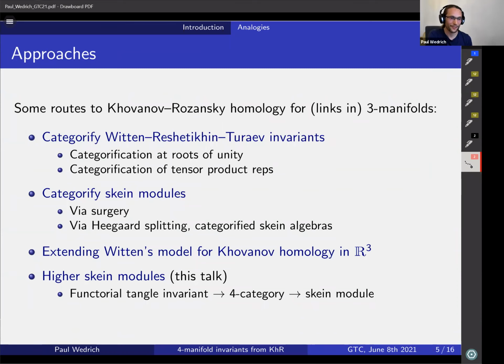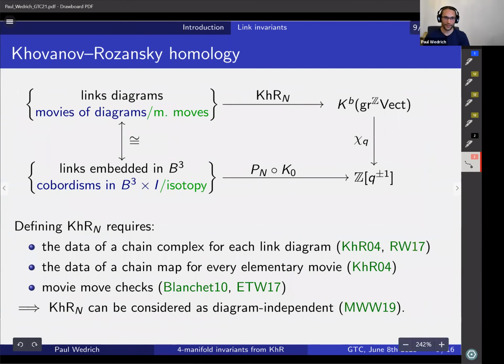Okay, so if there are no other questions, then I think we're ready to dive into more technical things. As advertised, there will be 3 parts: link invariants, higher categories, and manifold invariants. I'll start with the link invariants again.